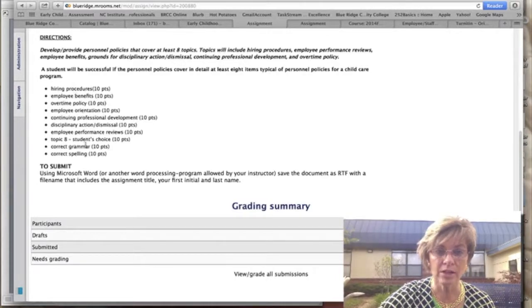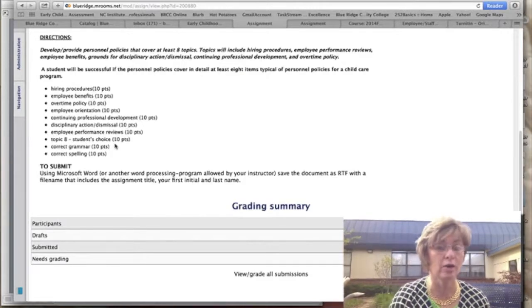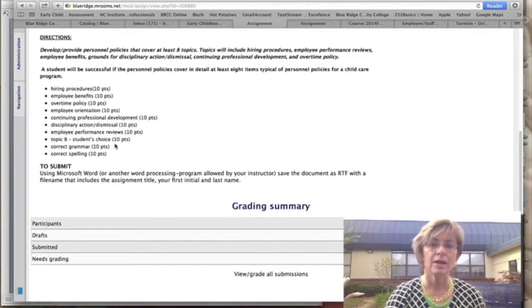And here's how we're going to accommodate as far as grading it. Each of those areas are worth 10 points. Topic 8 is your student choice of whatever else you want to cover in those personnel policies.